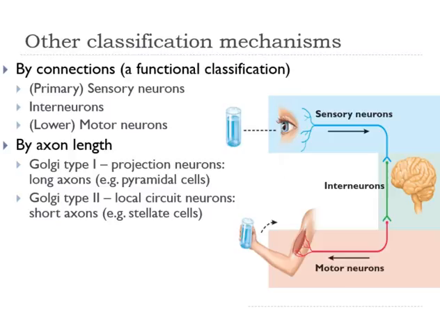Whereas Golgi type 2 cells would be what are referred to as local circuit neurons, where they're just communicating within a small network that's all in close proximity to one another within the brain.